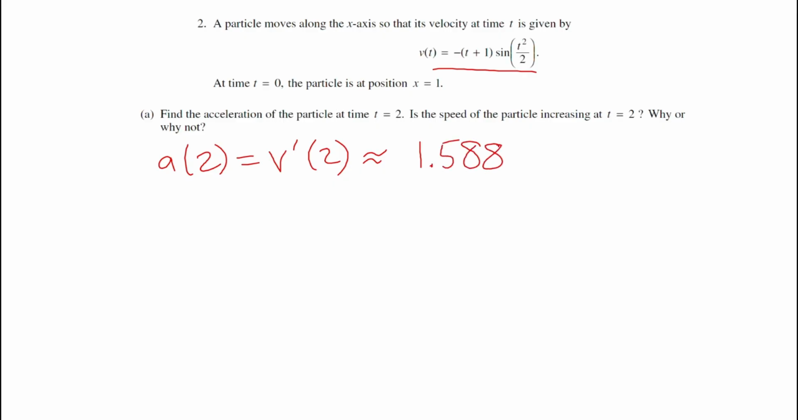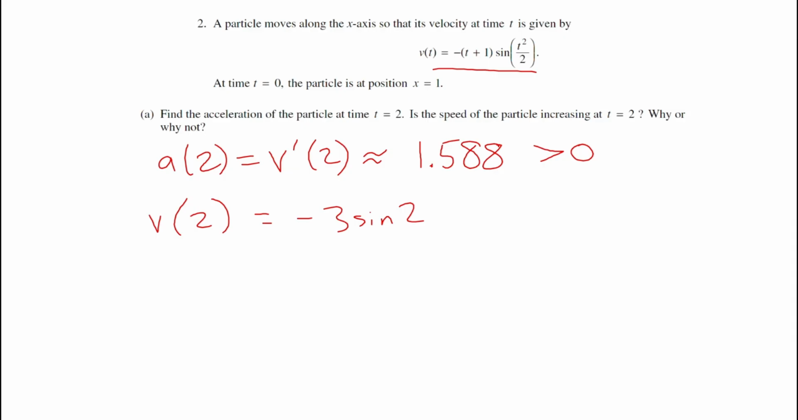And then it says, is the speed of the particle increasing at t equals 2? Well, speed increases when the velocity and acceleration have the same sign. So we'll note that the acceleration is positive. And then we'll find v of 2. Well, if we plug in 2 here, it's negative 3 sine of 2.